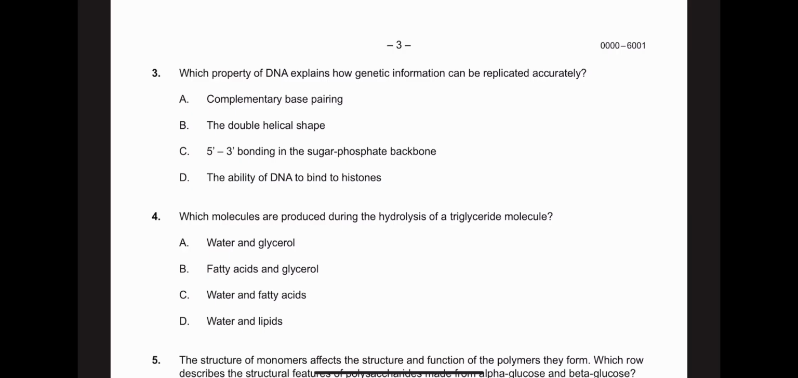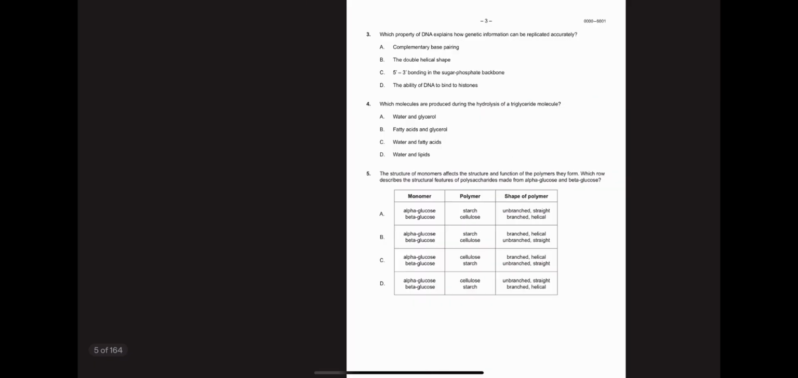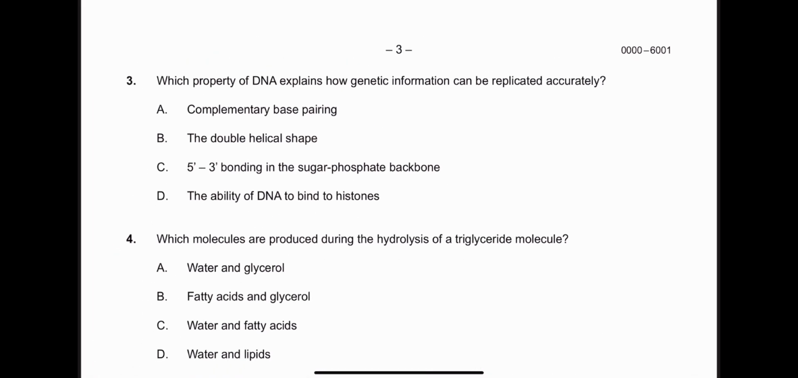Okay, which property of DNA explains how genetic information can be replicated accurately? So they're going to give us all properties of DNA, and we have to look for which one fits replicated accurately. So complementary base pairing seems pretty plausible because that explains why only certain base pairing can occur, right? If we have these complementary pairs, it's only going to bind a certain way, so that seems pretty plausible.